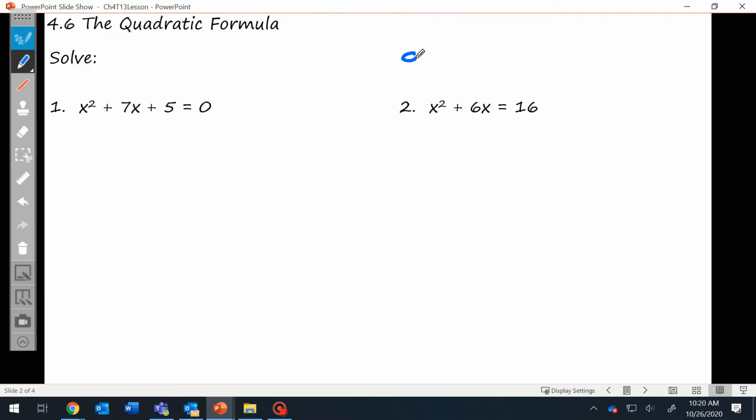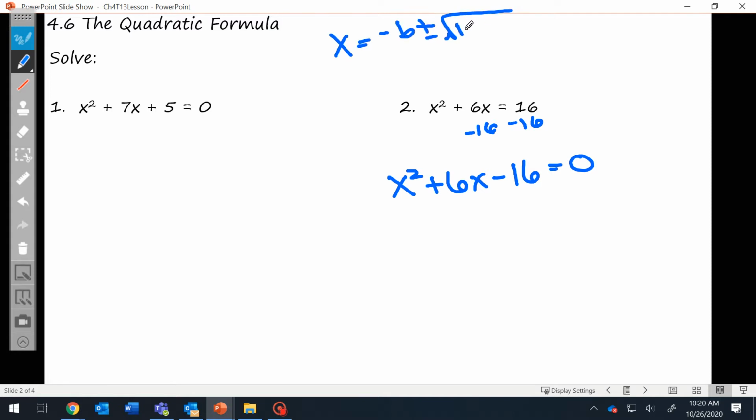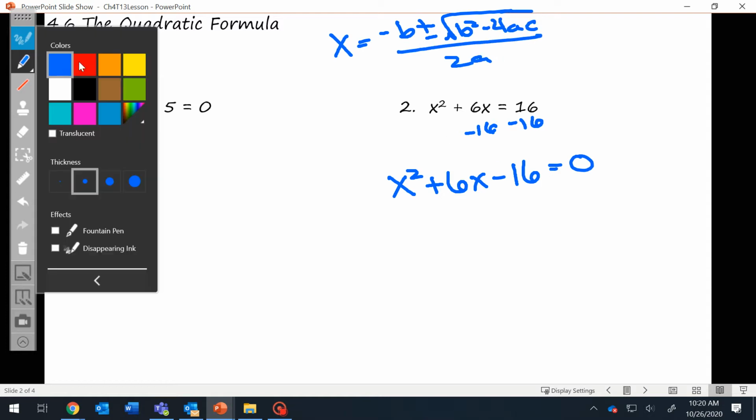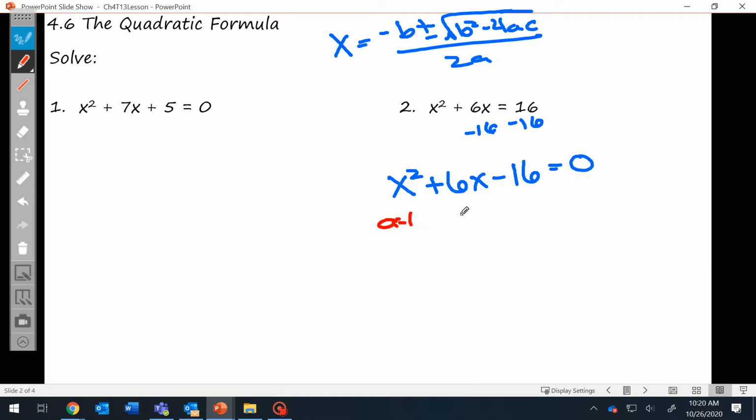Number 2, it's not in the proper form yet. The 16 needs to be on the other side, so we'll subtract it. So we get x squared plus 6x minus 16 equals 0. All right, we're going to use the formula negative b plus minus square root b squared minus 4 times a times c, all over 2a. So our a is 1, so that's fine. b is 6, c is negative 16. So I'm going to substitute each of them into the formula.